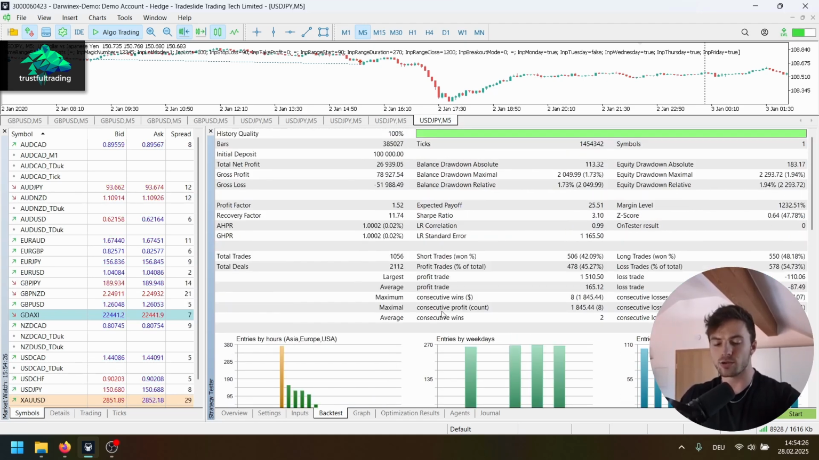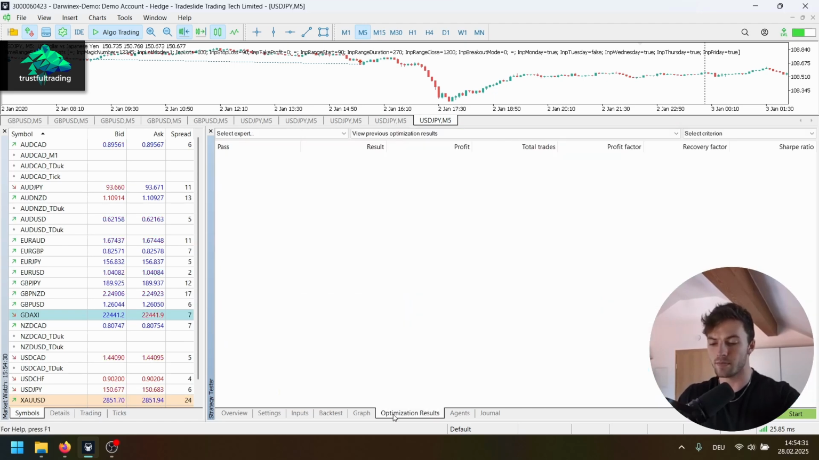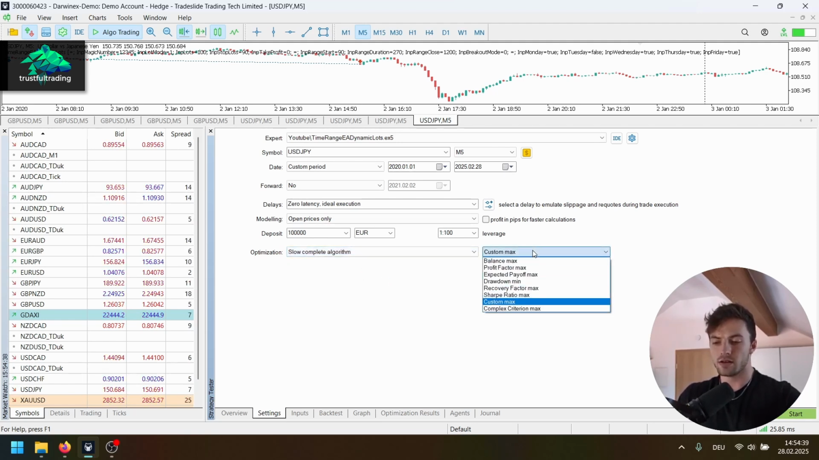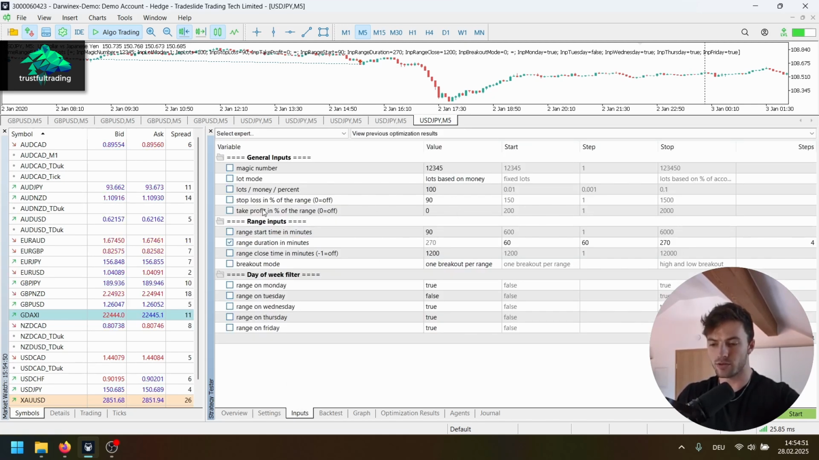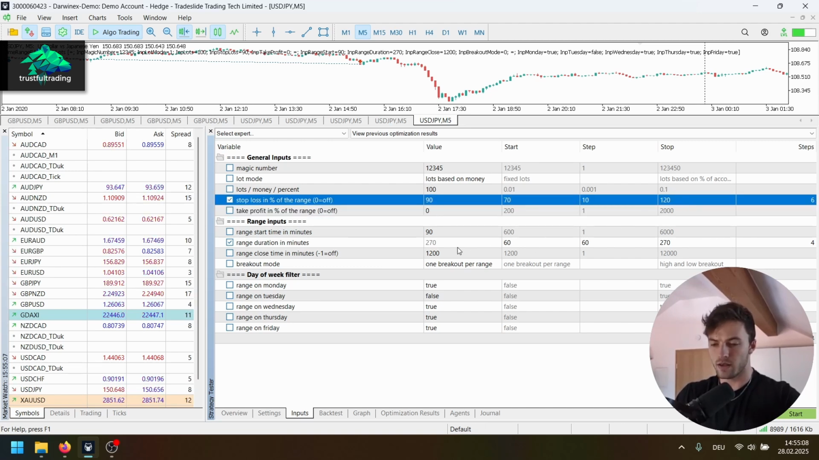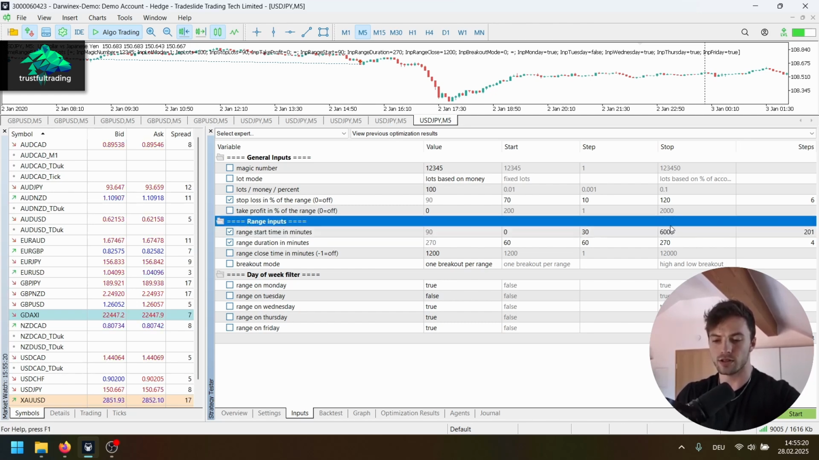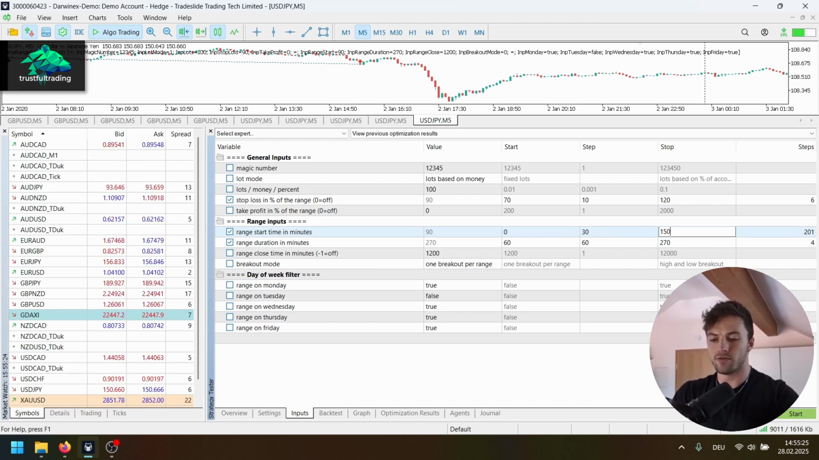Of course, now what we can also do is to run another optimization. Maybe there are some better settings for the recent data. So let's actually do this. So we go here to the tester, slow complete algorithm, custom max. Yeah, we don't have a custom criteria here for this EA, so I will just use the profit factor max. And for the inputs, we want to optimize maybe the stop loss here. So maybe we go with 70% of the range, step of 10%, and let's say we end at 120%. And yeah, range start. Let's see, 30 minute steps. Maybe we start at midnight. So 0, 30, and we go up to, I don't know, 150.